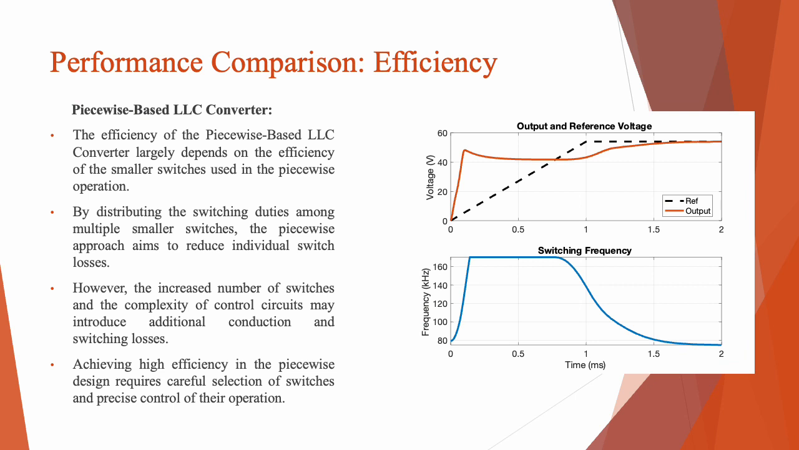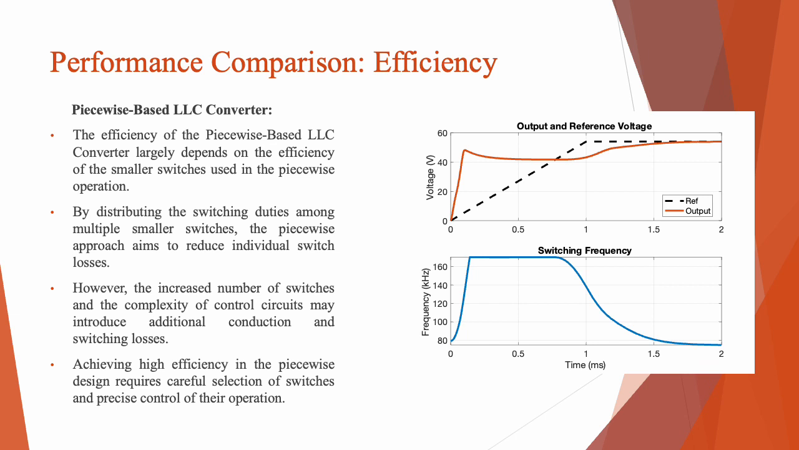Now the efficiency comparison with the piecewise based LLC converter. The efficiency of piecewise based LLC converter largely depends on the efficiency of the smaller switches used in piecewise operation. By distributing the switching duties among multiple smaller switches, the piecewise approach aims to reduce individual switch losses. However, the increased number of switches and the complexity of control circuits may introduce additional conduction and switching losses. Achieving high efficiency in the piecewise design requires careful selection of the switches and precise control of their operation as compared to the MOSFET.